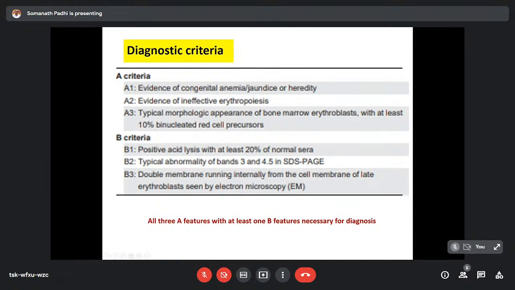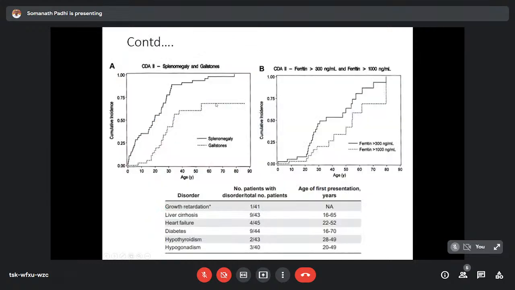With increasing age of the patients, the prevalence of splenomegaly as well as gallstones increased. Similarly, with increasing age, even without transfusion dependency, there is an increased level of ferritin. As you can see, the solid line says that it is more than 300 nanogram per ml, whereas the dotted line below says that ferritin is more than 1000 nanogram per ml.